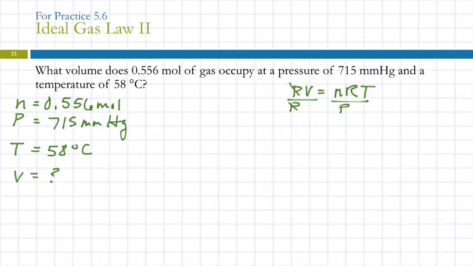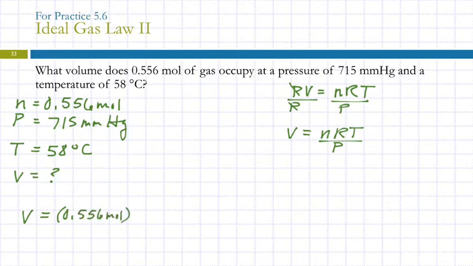If you have trouble rearranging equations, please get some help. I can help you, or you could find somebody else. But it's going to be a big problem if you can't do that. So V equals nRT over P, so let's just go down here and start plugging things in. n is amount of gas in moles, 0.556 moles. R is 0.08206. And those crazy units, liter atmospheres per mole Kelvin.